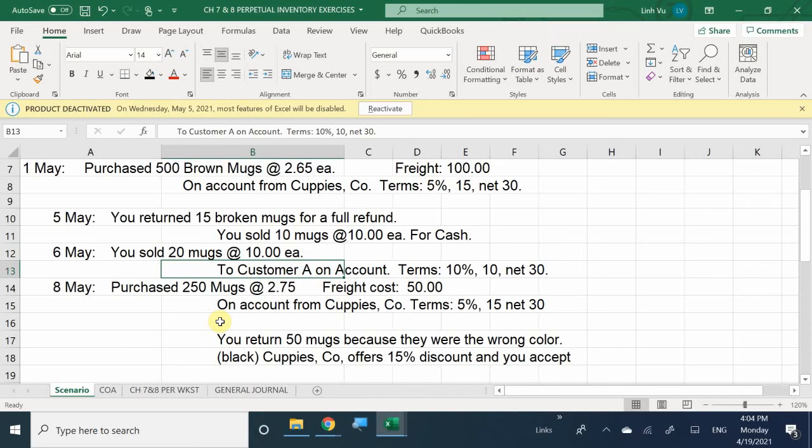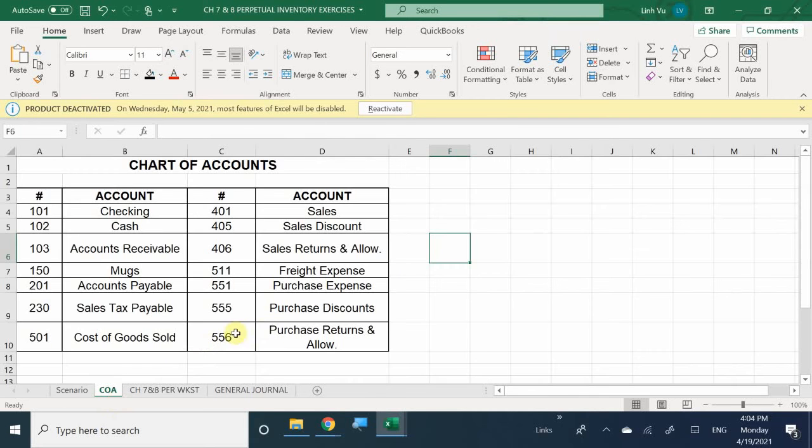Okay. So to customer A on account, and we gave customer A some terms. So 10%, 10 days. If not, the whole thing is due within 30. So let's go ahead and look at our accounts and tell me what accounts do you need.